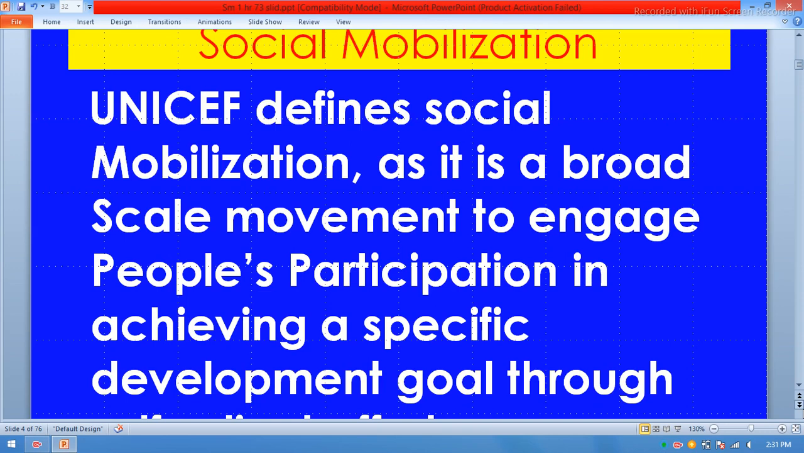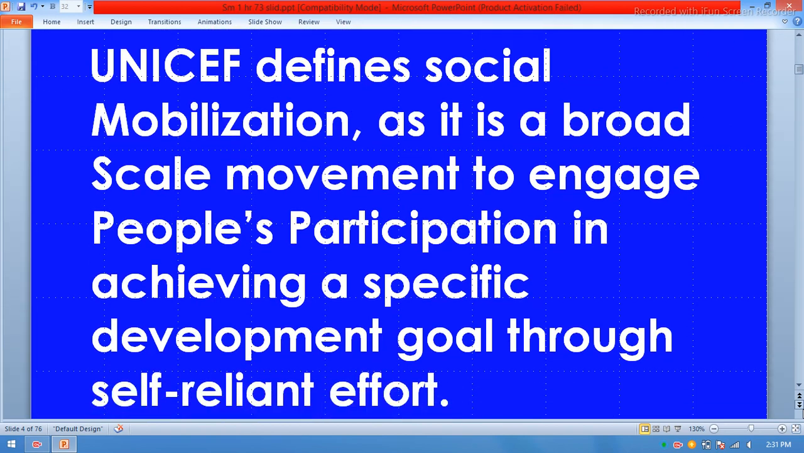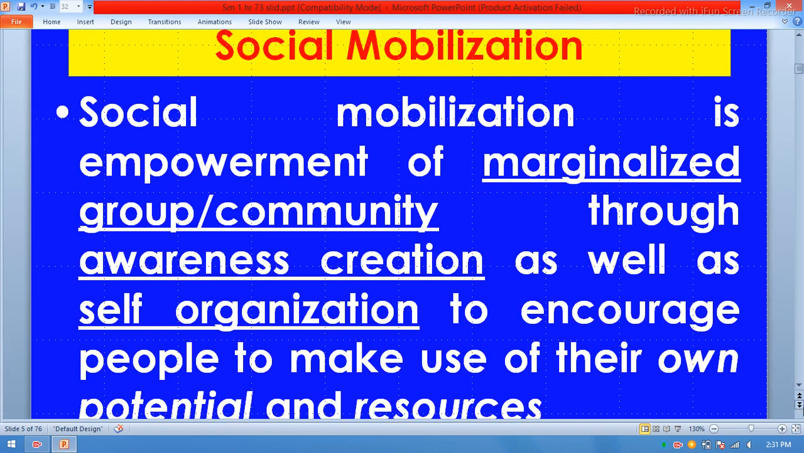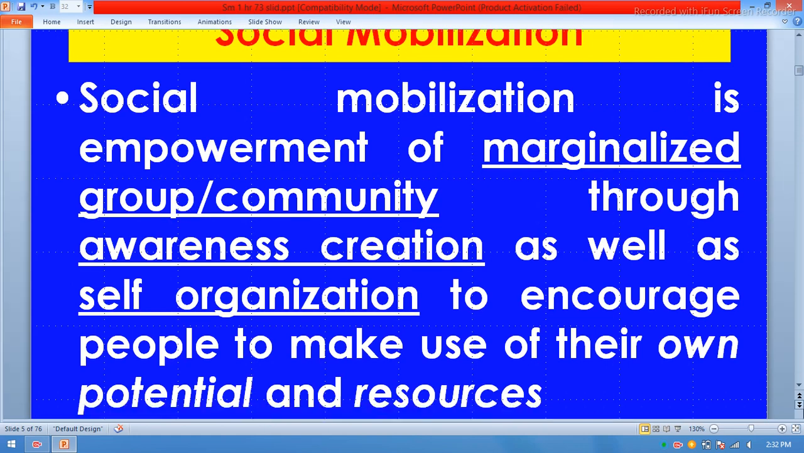UNICEF defines social mobilization as a broad-scale movement to engage people's participation in achieving specific development goals through self-reliant efforts. Another definition of social mobilization is empowerment of marginalized group community through awareness creation as well as self-organization to encourage people to make use of their own potential and resources.